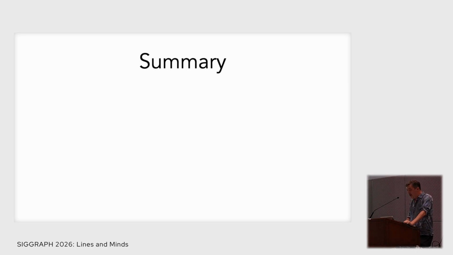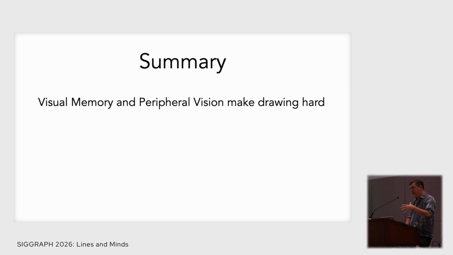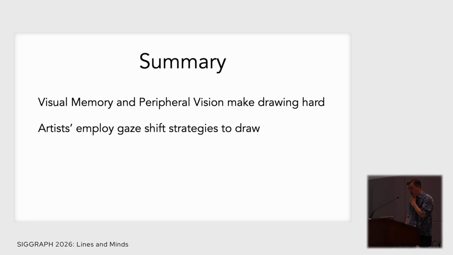So to summarize, our main theory or proposal in the paper is that the reason drawing is hard, especially the reason copying is hard, is because of the limitations of our visual memory and limitations of our peripheral vision. And so we can't just take visual snapshots of the world. We have to copy information piece by piece. And the skills and strategies that artists use to do observational drawing involve what's called gaze shift: look, draw a little bit, look and draw a little bit, and so on.